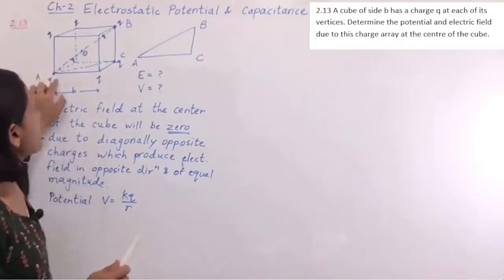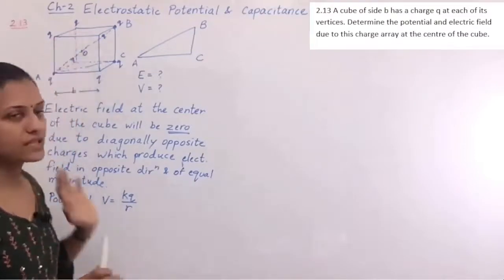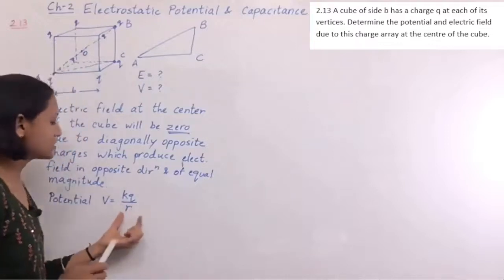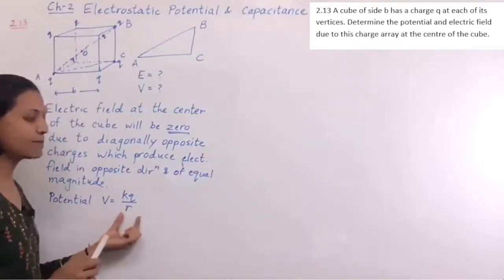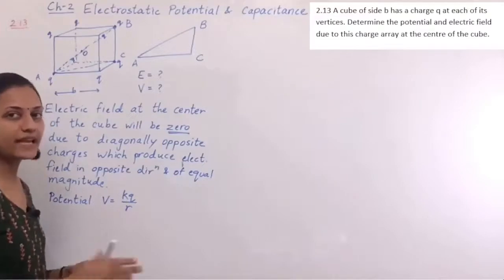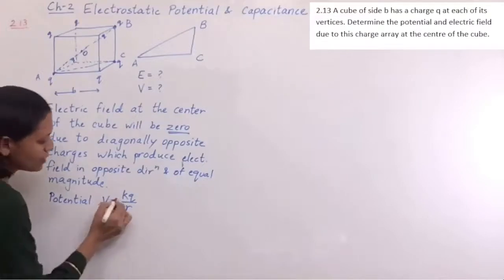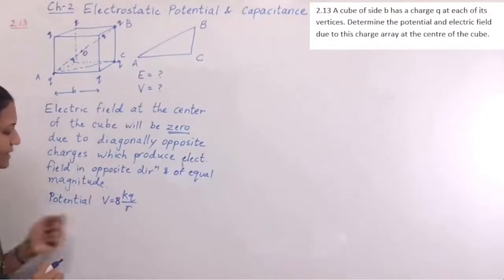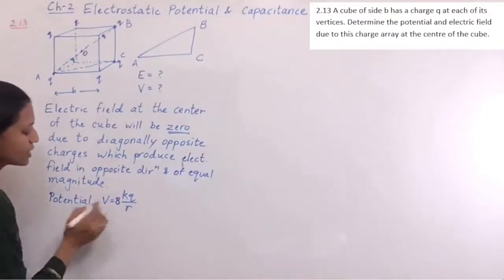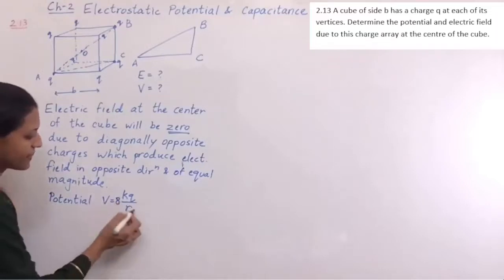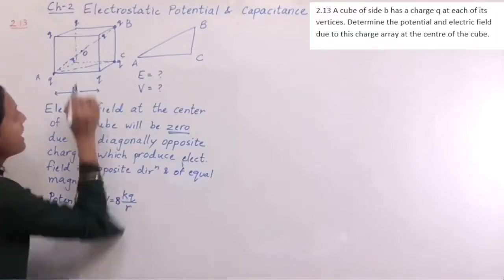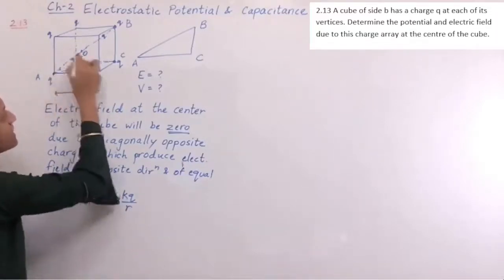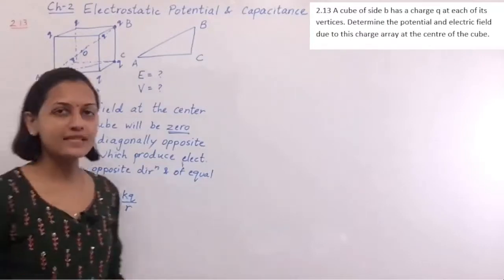The distance of all the charges from the center is equal, so the same potential will be generated 8 times due to the 8 charges. So we will directly multiply this kq by r with 8, and that will give us the total potential at the center. Now what is this r? r is the distance of each and every vertex from the center.